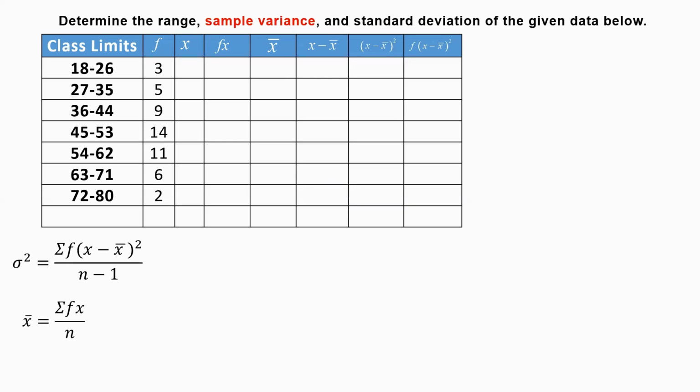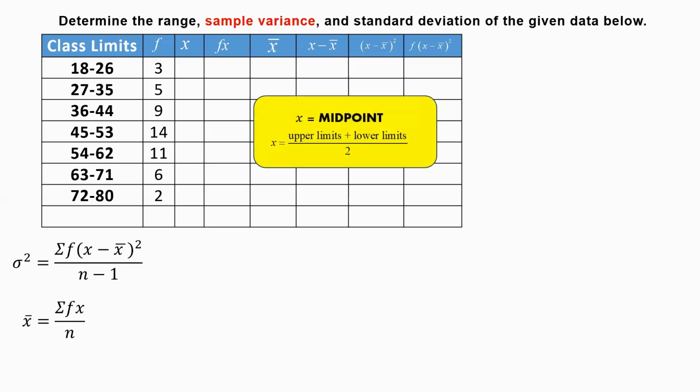But before that, let's take a look at the midpoint. We need that for us to get the value of the mean. So for us to get the midpoint, x is equal to the upper limit plus the lower limit, divided by 2. Okay, let's take a look at the first row.